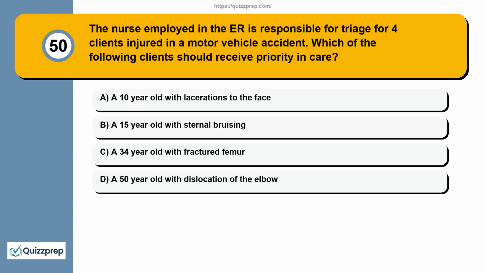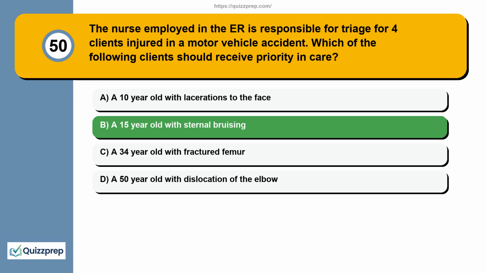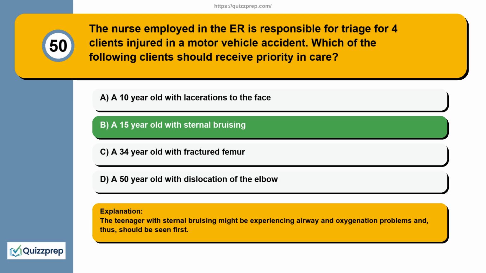Question 50. The nurse employed in the ER is responsible for triage for 4 clients injured in a motor vehicle accident. Which of the following clients should receive priority in care? A 10-year-old with lacerations to the face, a 15-year-old with sternal bruising, a 34-year-old with fractured femur, a 50-year-old with dislocation of the elbow. The teenager with sternal bruising might be experiencing airway and oxygenation problems and, thus, should be seen first.